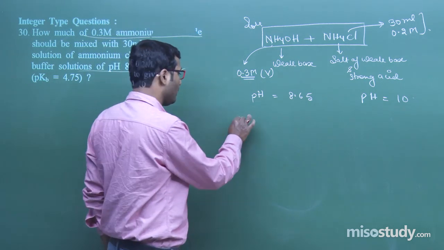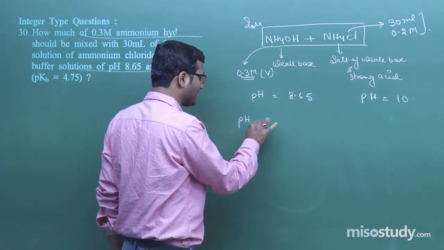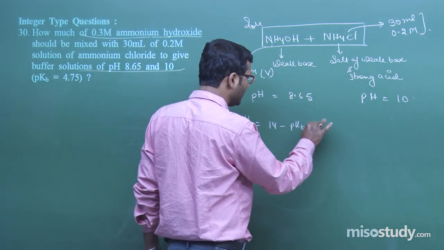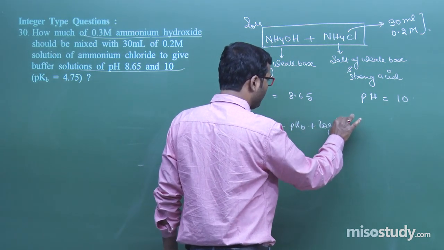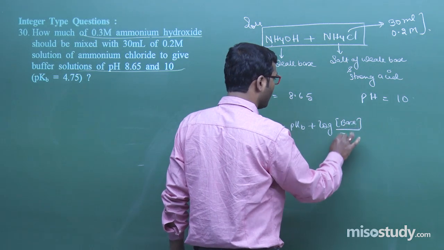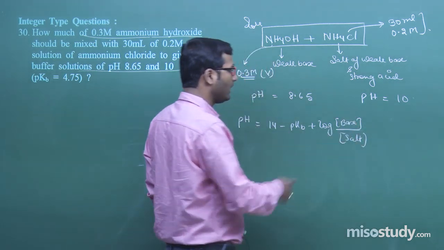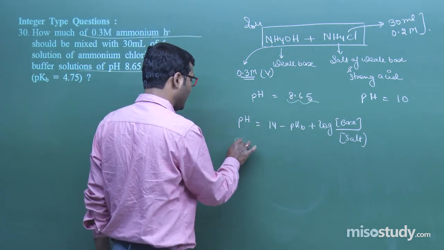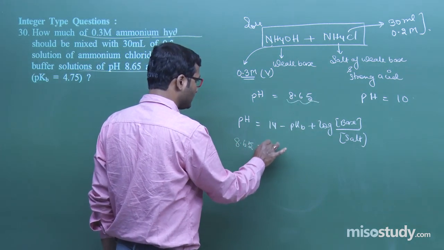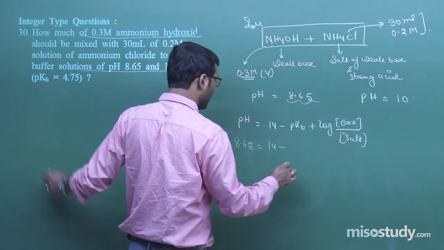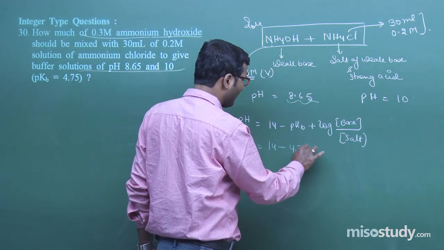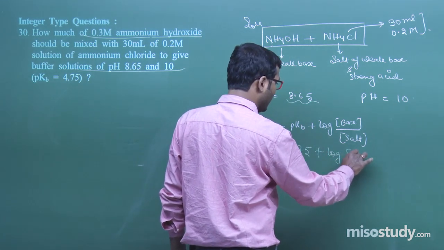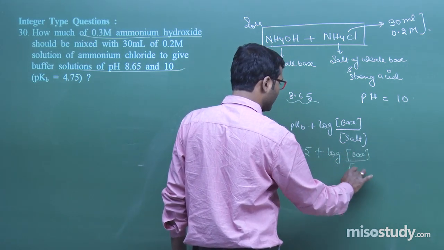It's very simple. We know that pH is equal to 14 minus pKb plus log of base upon salt. Am I right? This is the formula we get from the Henderson equation. What is the value of pH? First put here 8.65 is equal to 14 minus pKb, which is 4.75, plus log of base upon salt. Is it clear, my friend?